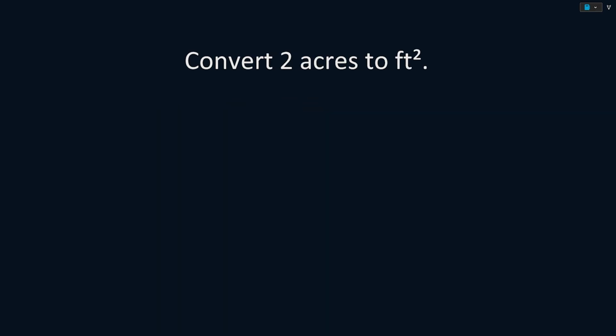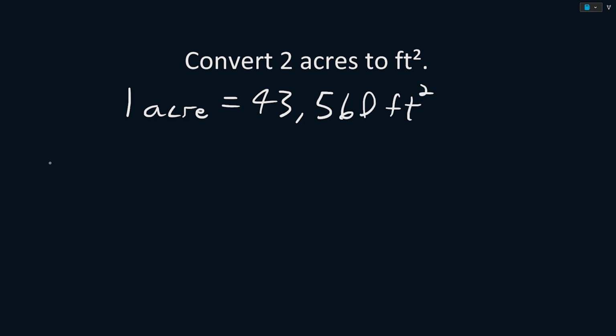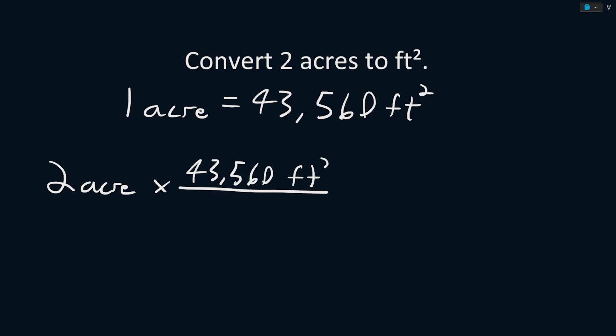Convert 2 acres to squared feet. First, we need to understand the relationship between acres and feet. This is that 1 acre is equivalent to 43,560 squared feet. So in order to convert 2 acres to squared feet, we need to multiply through our conversion factor of 43,560 squared feet over 1 acre.